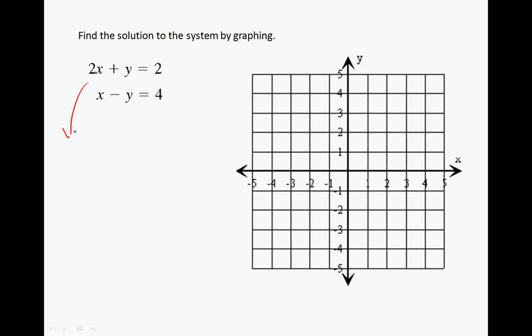So this first equation in slope-intercept form, I'm going to start by subtracting 2x from both sides. So that would mean that y equals negative 2x plus 2. So now that it's in slope-intercept form, I can very easily see that my y-intercept is 2 and my slope is negative 2 over 1. So I'm going to go down 2 over 1. And remember to use a straight edge. It's not so easy when you're doing it on a tablet.